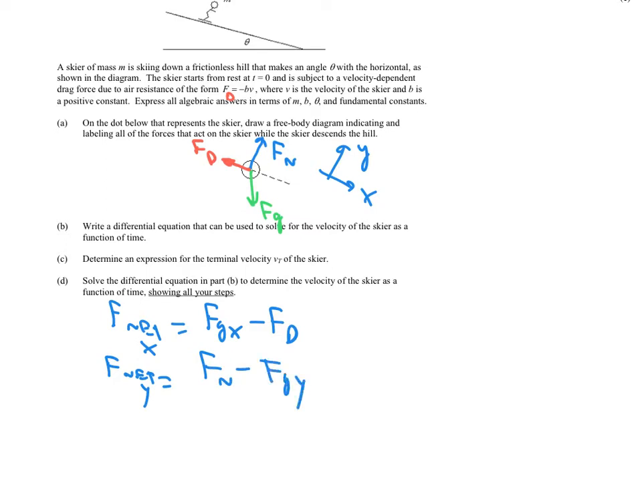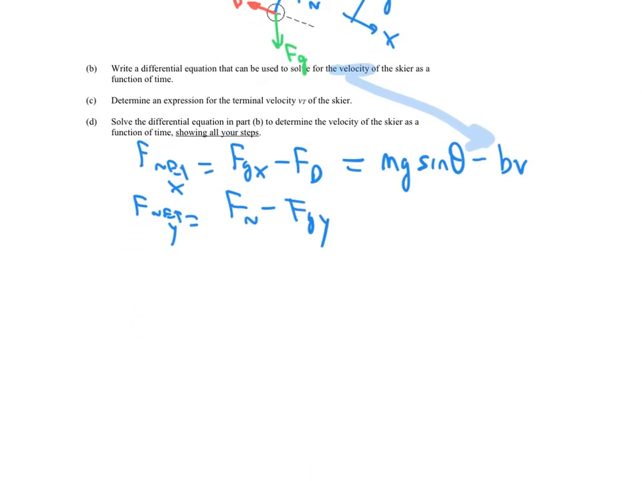Now we can go a little further and say that Fgx is clearly going to be m times g times the sine of the angle. And as I said before, Fd is going to be bv. And since we're looking for this velocity, that equation is probably the one we're going to use. So let's move up a little bit and start saying that m times a in the x direction, because that's what the net force is, is mg sine theta minus bv.